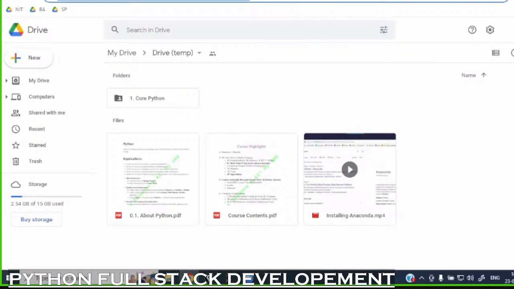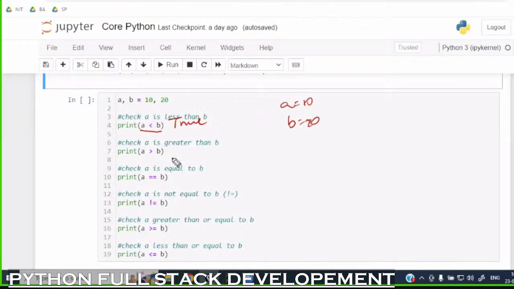Next, we are going to work on the comparison operators. Comparison operators are nothing but: a is equal to 10 and b is equal to 20, and you are comparing between these two values, that is, 10 is less than 20. Whether 10 is less than 20, is it correct or wrong? If it is correct, it is going to give the output as True. If it is wrong, it is going to give the output as False. a is greater than b: whether a is greater than b? No, it is False.